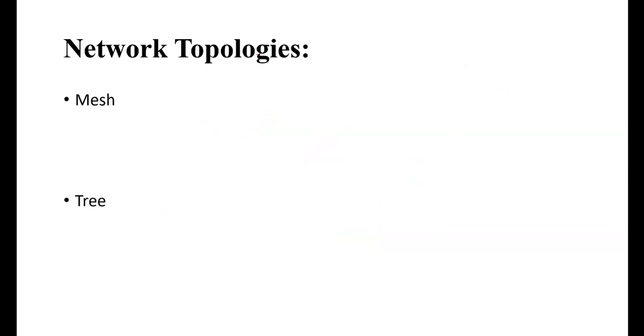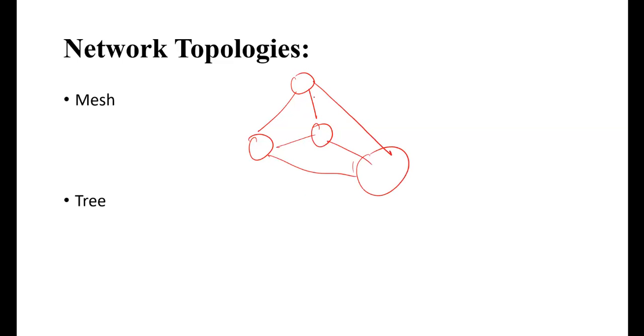Mesh means every device will be connected to each other. We have three devices, and these three devices are connected to each other. We have one more device coming into the picture, and this is connected to this, this, and this. So all the devices are connected with each other. That is about mesh topology.